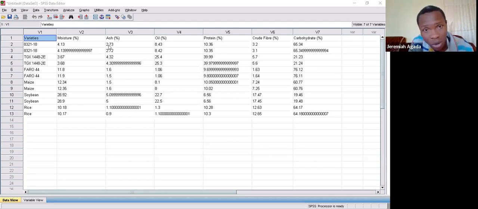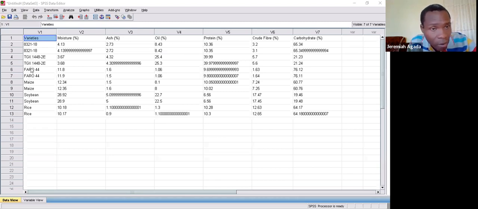Now, ash content, you have 2.73, 2.72, 8.43, 8.42, like that. So you have double, so that you can determine the mean of that particular rice. If you look at this very well, this is for rice. If you are looking at my cursor, this is for rice. This is for soya beans.